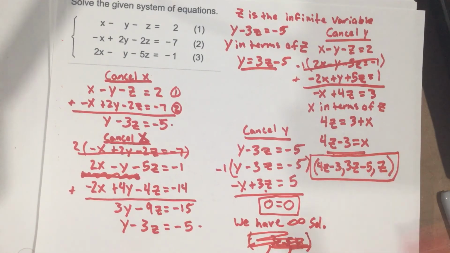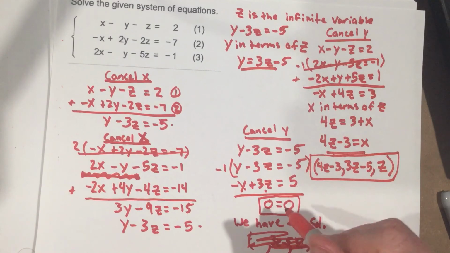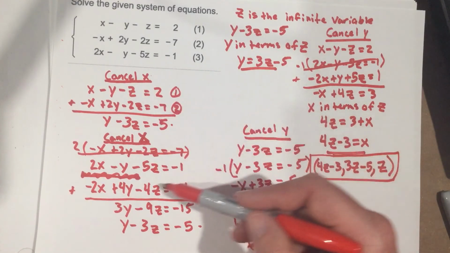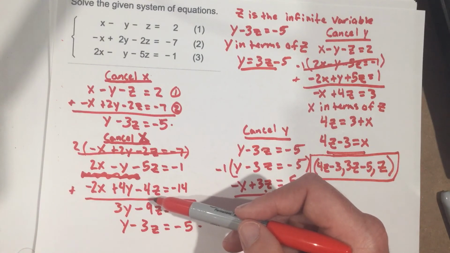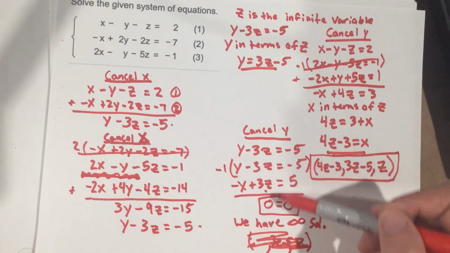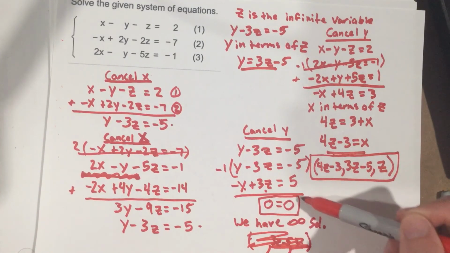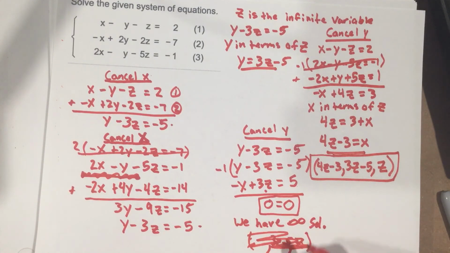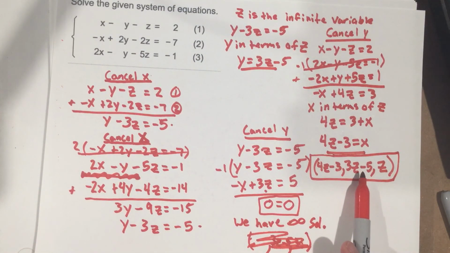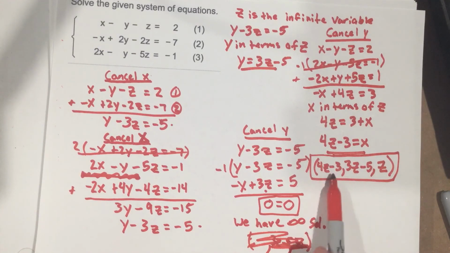And how did I tell that I needed infinite solutions? When I started to cancel after I combined equations 1 and 2 and equations 2 and 3 together, I noticed the equations were the exact same. So when I cancel them, I got 0 equals 0. Anytime you get 0 equals 0, you know you're going to have infinite solutions. And if you have 3 variables, then you have to go through and you have to write expressions for your y variable and your x variable if you pick z to be your infinite variable.